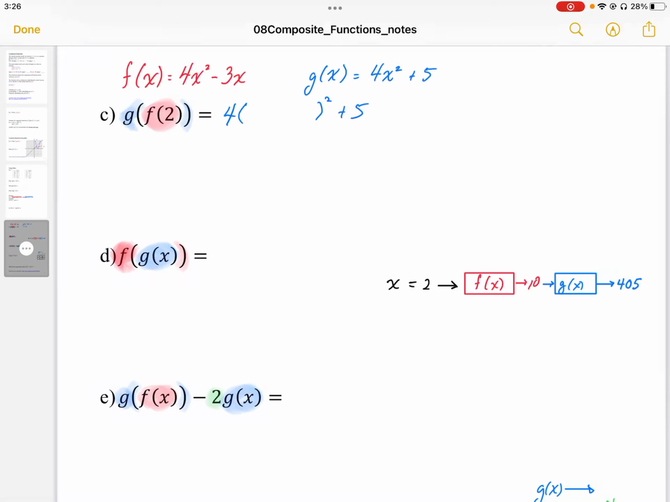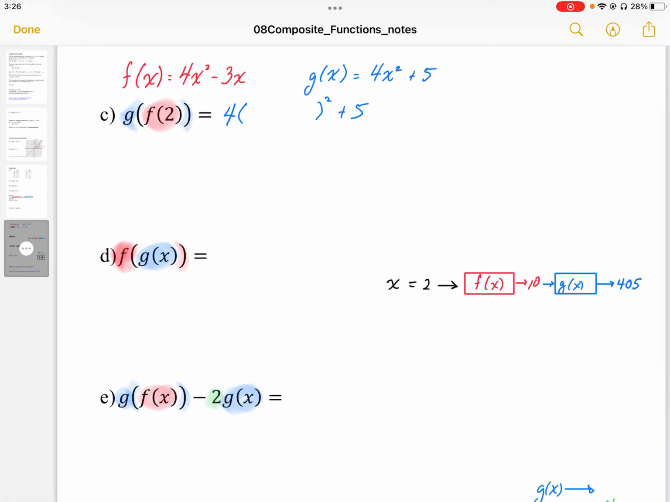For question C, I've written the F and G at the top of the page so it's easier to reference. And for C, we have g of f of 2, which means that g is the outside function, f is the inside function, and then we're going to apply x equals 2 to that function. So there are two ways we can do this.